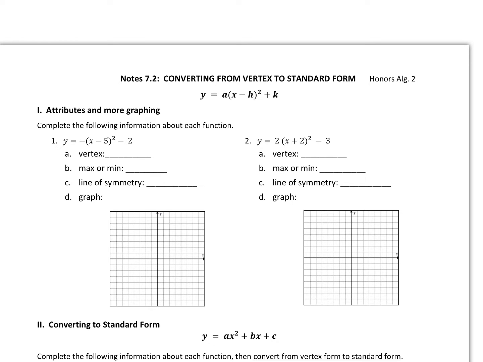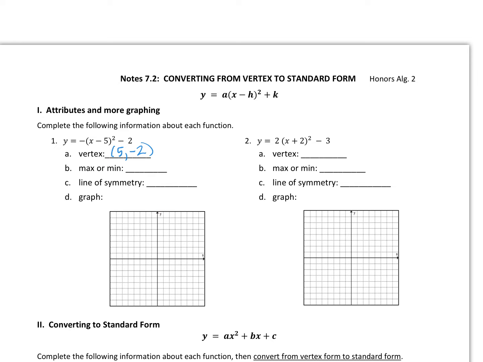So let's look at these attributes in graphing. So it's kind of a review of what we've been doing. So let's look at these details. The first one gives it to us in vertex form, and it wants the vertex. So remember, I take h out of the parentheses, but I change the sign. So it's going to be positive 5. And then I take k right as it appears in the equation, negative 2.